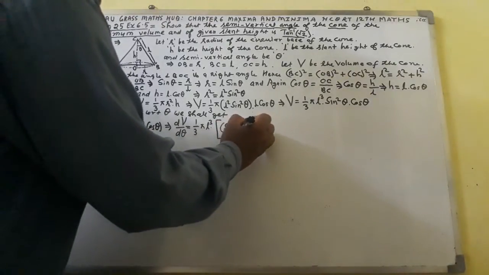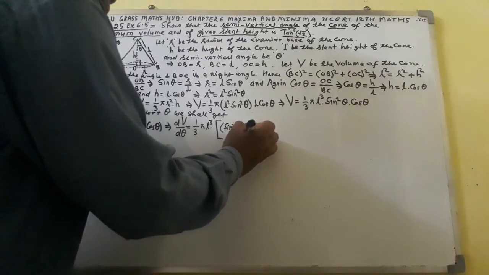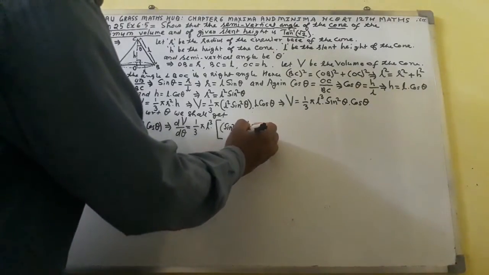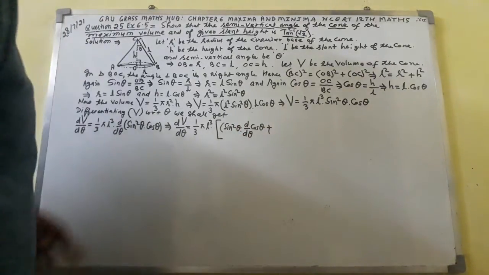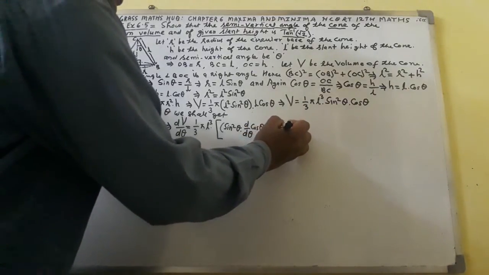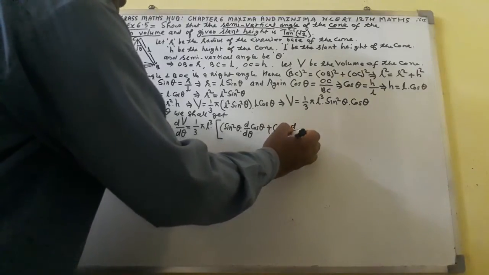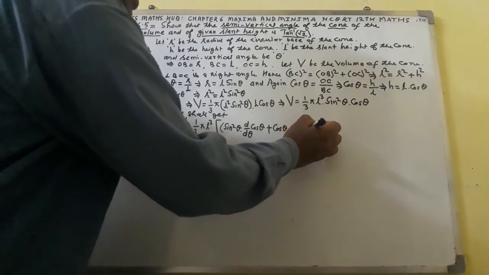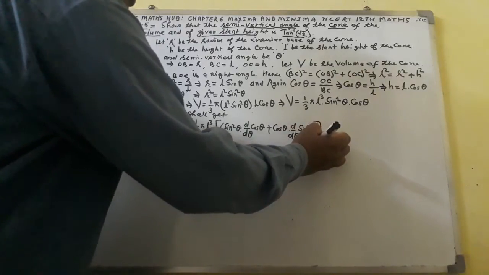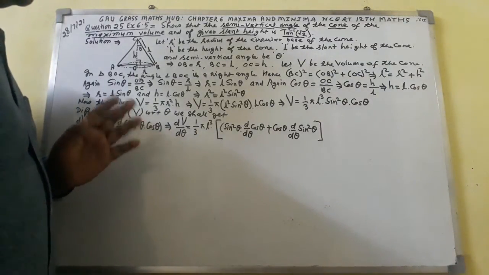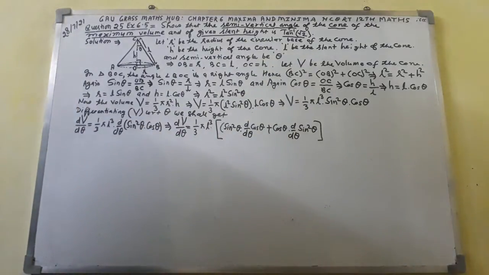dot d over d theta of cos theta plus second function I shall write as it is, d over d theta of sin square theta. This thing I shall write. That is correct. So what to do here? Here just process the things here.